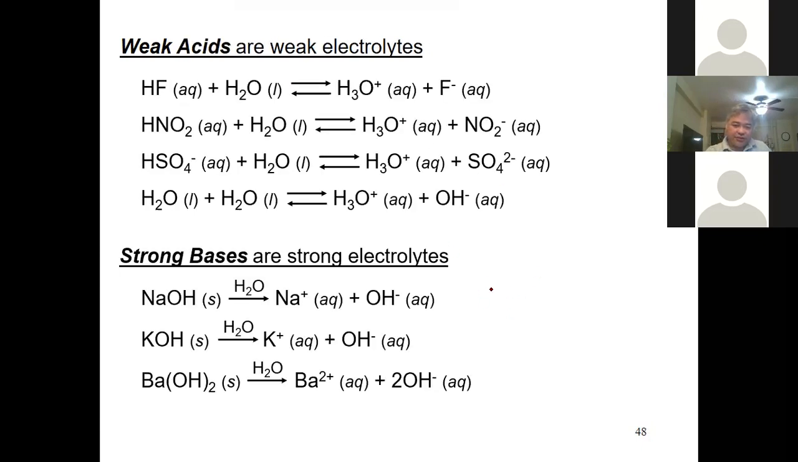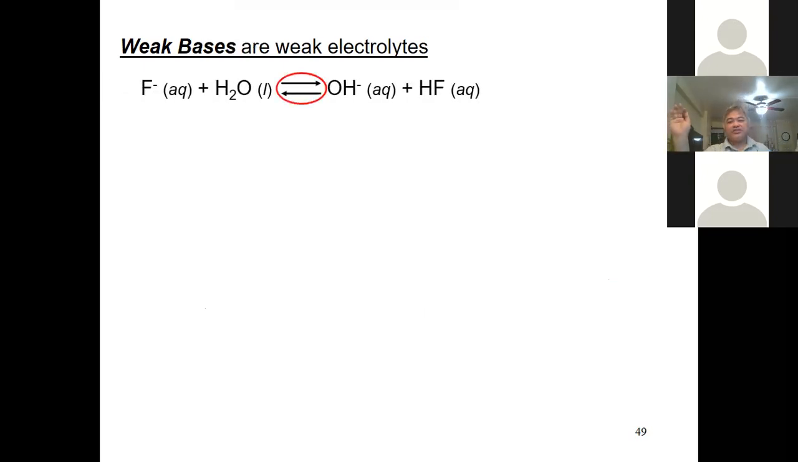Now, strong bases. All you need to know is the soluble hydroxides of group 1A and 2A. So, ano ba yun? Lithium, sodium, potassium hydroxide, and then barium hydroxide, calcium hydroxide. Those are strong bases. And again, look at the arrow. Okay? Kapag one direction yung arrow, most likely it's strong. Okay? Now, weak, like this one.